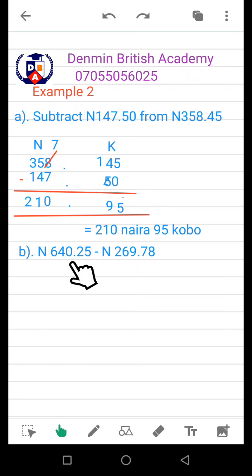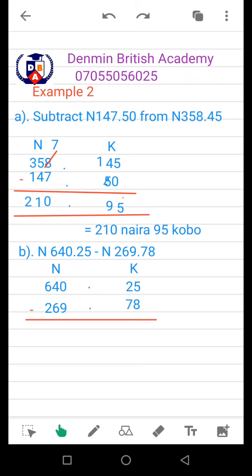640 naira, 25 kobo minus 269 naira, 78 kobo. So let's see. We're going to be a little bit fast because we know most of these steps from our earlier discussion. First thing is to get it arranged, and we've done that. We'll roll our line, so we're ready to go. This is a little bit taxing, so let's get it done.